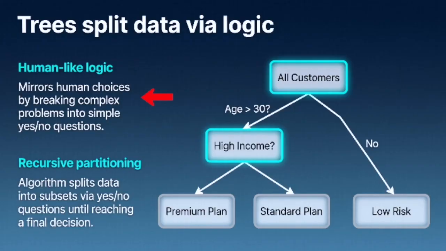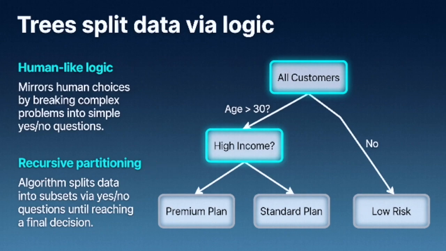Decision trees are supervised machine learning algorithms that classify data by splitting it into smaller subsets using simple logical rules. They mimic human decision-making by breaking complex problems into a sequence of straightforward yes or no questions. Using a recursive partitioning algorithm, the model repeatedly divides the dataset into subsets based on the feature that best separates the data, continuing until it reaches a final decision or leaf node.